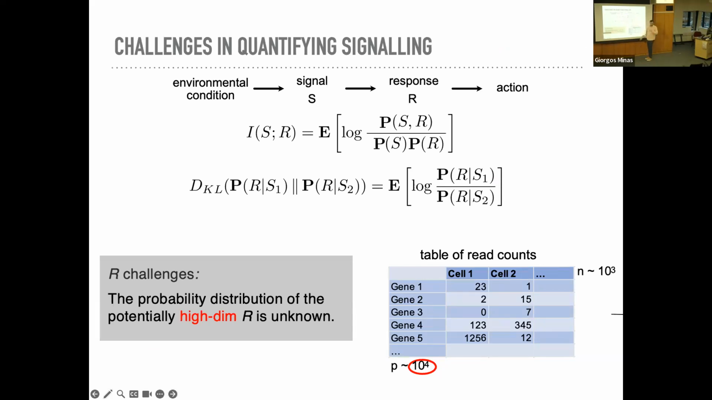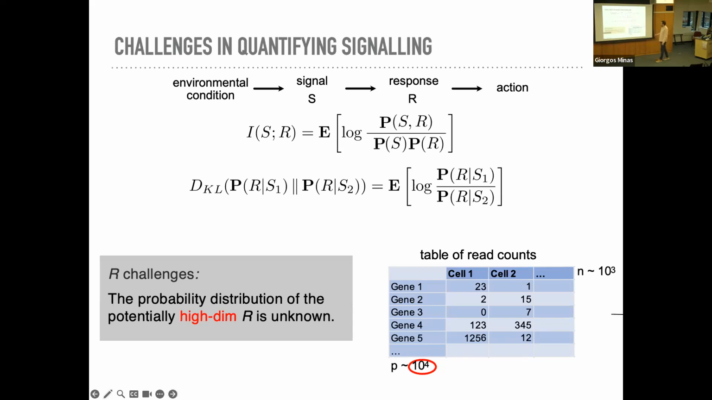You often need to know the distribution. There are some ways around it, but essentially you need to know the distributions of the signal and the response. And in our case, we have signals and there is the potential response, which is all the genes. So we have 20,000 genes. It's not possible to work out the distribution of 20,000 variables, right? So we need to do something about this.